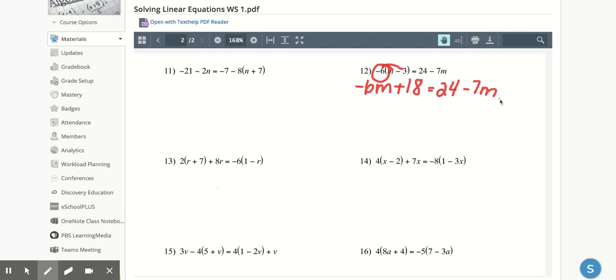And then here, this is a little different from what we saw in the previous few examples. We don't have any like terms to combine on the left-hand side or on the right-hand side. But what we do have are m terms on either side, and then we have constant terms, so the 18 and the 24 on either side. So we want to move those around to get our like terms together.